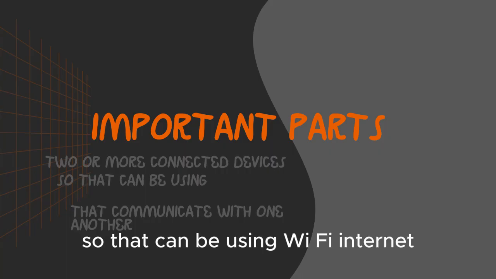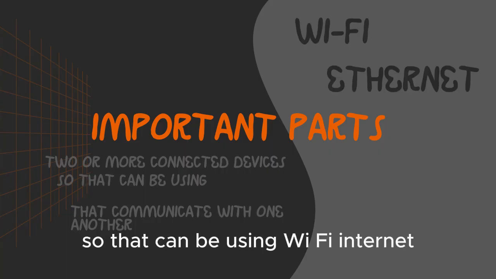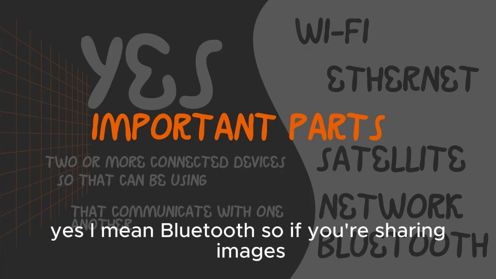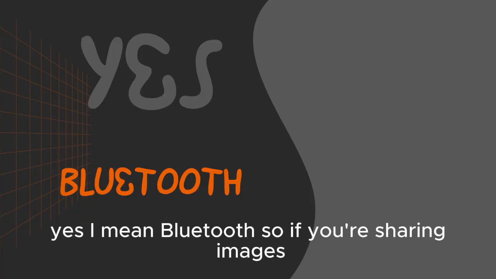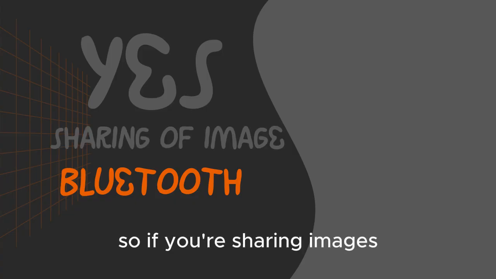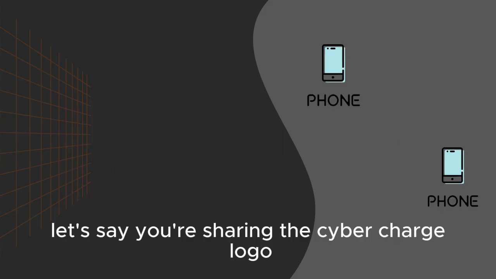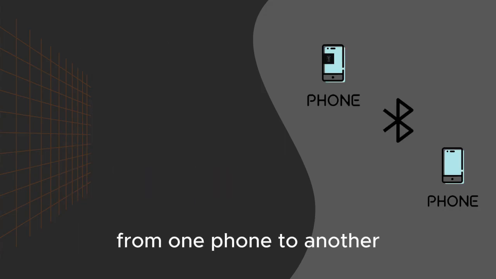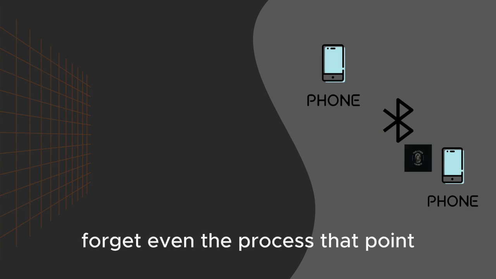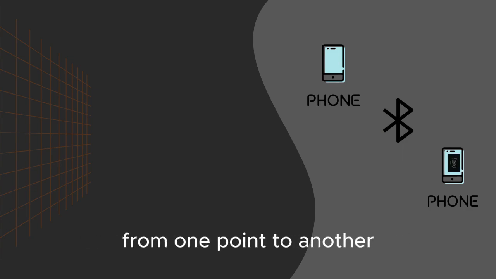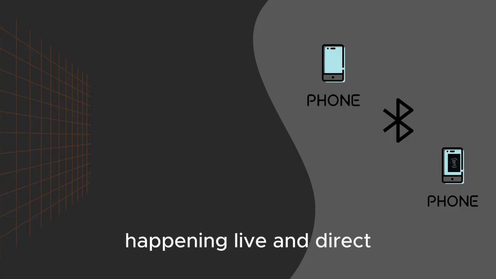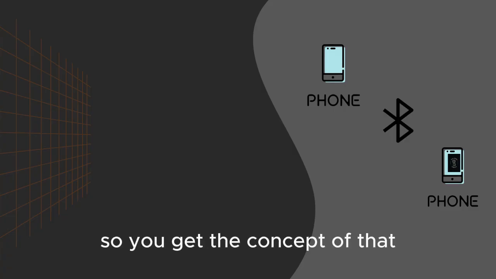That can be using Wi-Fi, Ethernet, satellite network, Bluetooth. Yes, I mean Bluetooth. So if you're sharing images, let's say you're sharing the Cyberchat logo from one phone to another, forget even the process of sharing it, the point at which you can share the image from one point to another, that is definitely networking happening live and direct. So you get the concept of that.